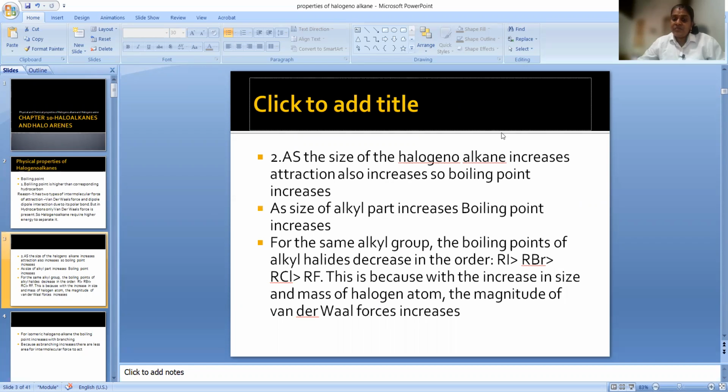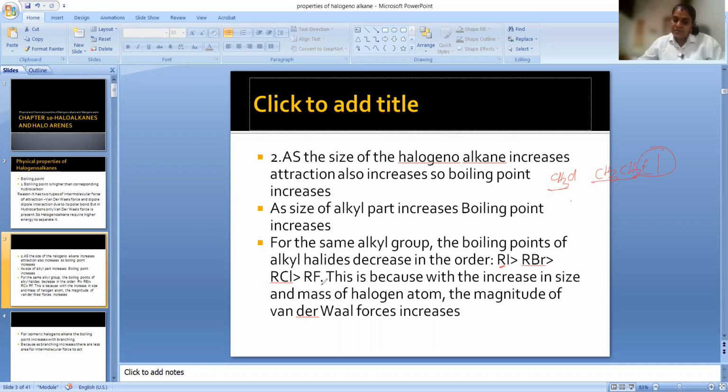And as the size of the alkyl part increases, maybe CH3Cl, CH3CH2Cl, CH3CH2CH2Cl, like that. If the alkyl part is increasing, then also the boiling point increases because of the increase in the intermolecular force of attraction. And if the alkyl group is the same and the halogen is changing, so what will happen?